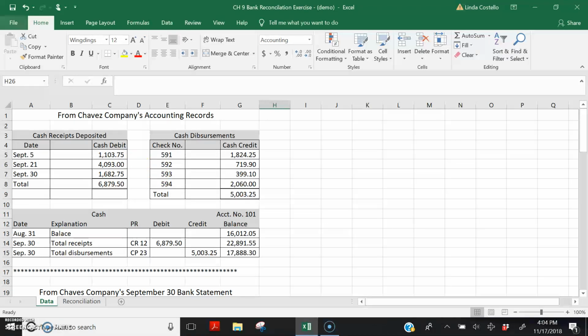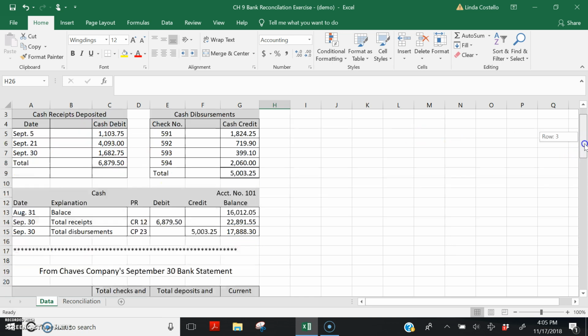Look at the cash receipts and deposited per the books. The first item is a receipt in the amount of $1,103.75 deposited on September 5th. Has this deposit cleared the bank? Yes.